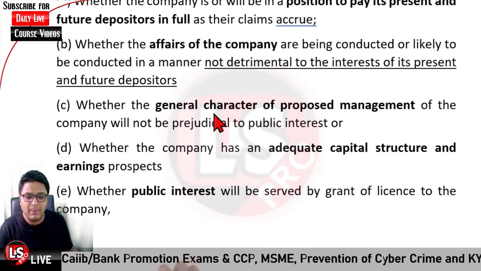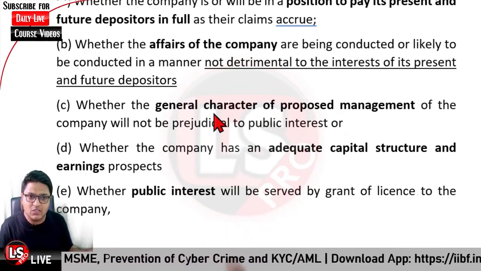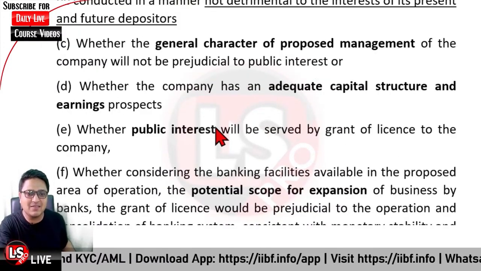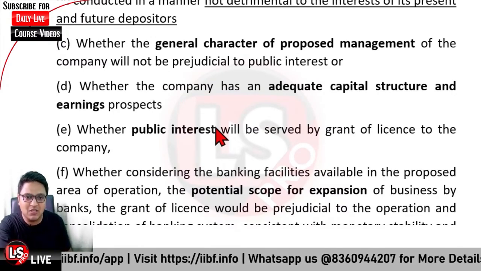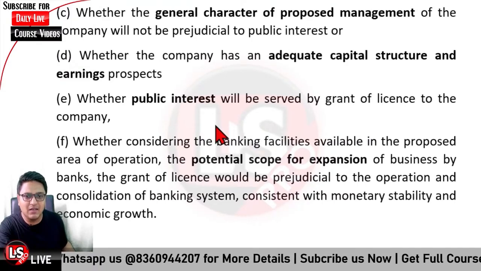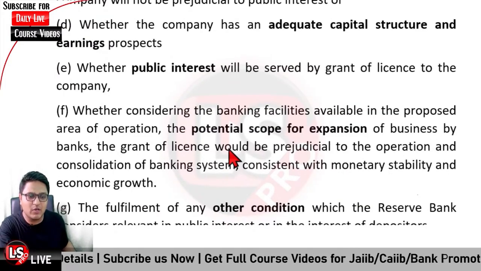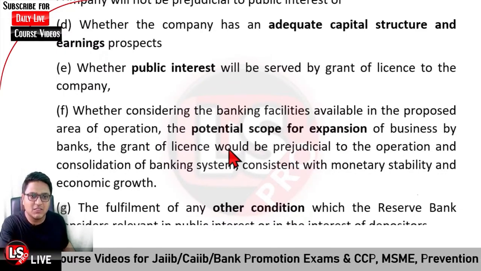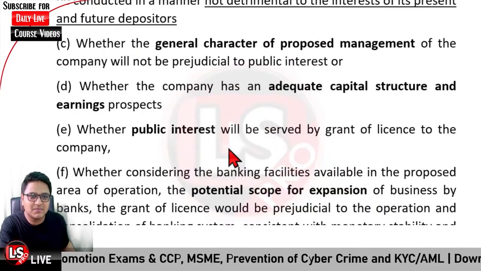Whenever a company is licensed by the Reserve Bank of India, the Reserve Bank may have its own conditions apart from the conditions mentioned here. It considers the banking facilities in the proposed area and the potential for expansion. What are their future plans? All these things need to be analyzed by the Reserve Bank of India. It also checks monetary stability and other parameters regarding economic growth, and whether it would be in the interest of the public.